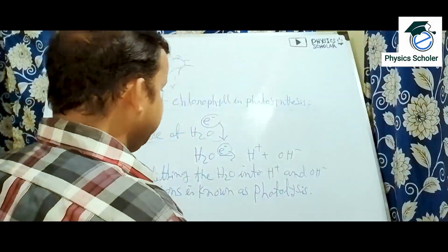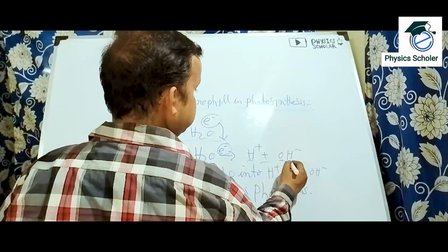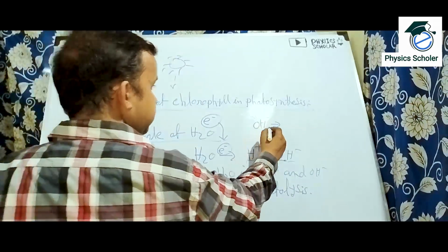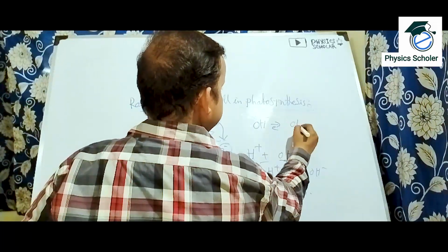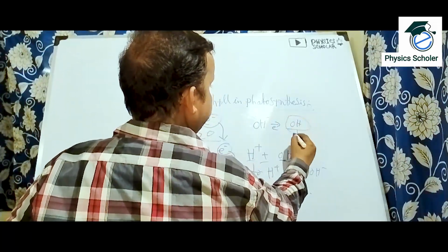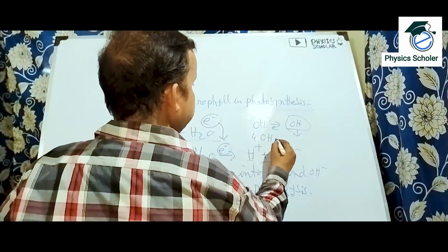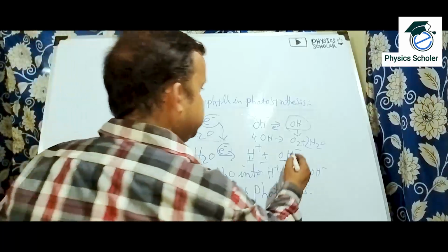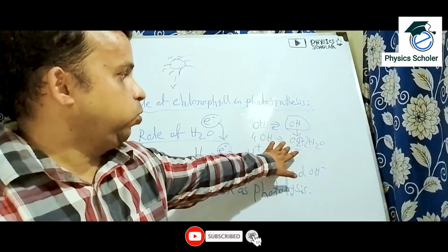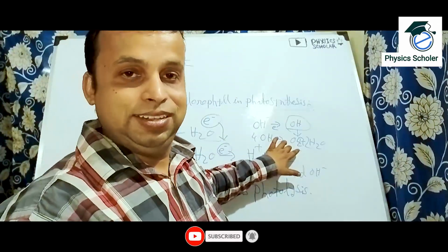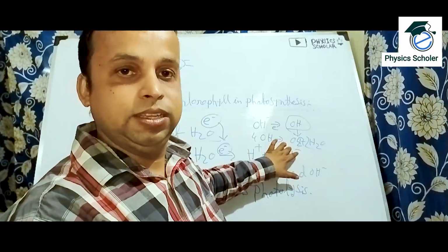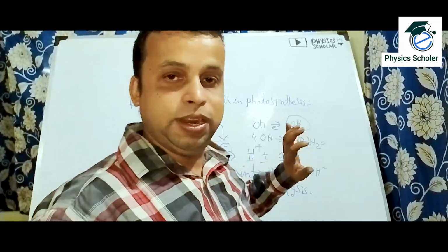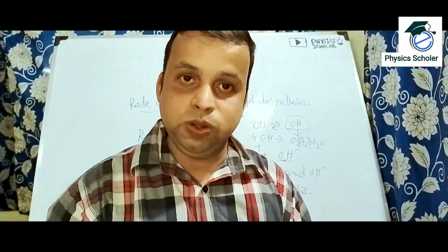So what happened? The OH minus ion will emit an electron, and it will form an OH radical. Now OH radicals will form O2 and H2O. This O2 is the oxygen that is produced during photosynthesis. So I think you have understood this O2. Water will split into H plus and OH minus ion. This process is known as the photolysis process.